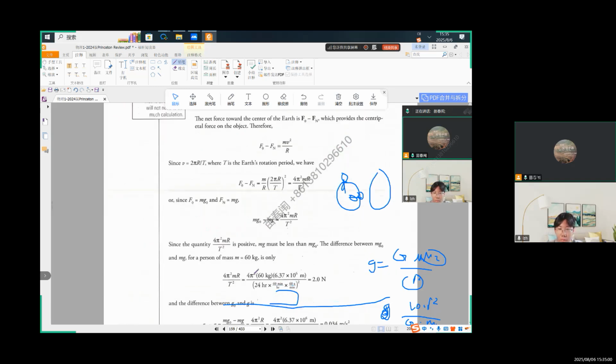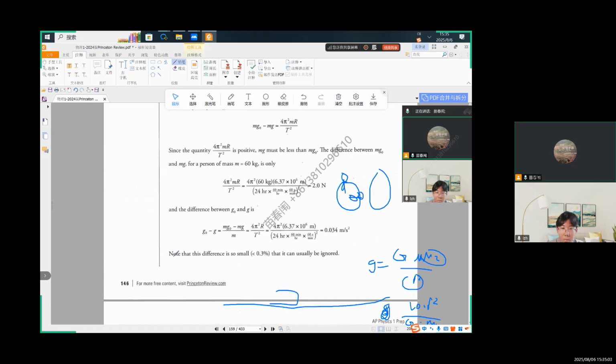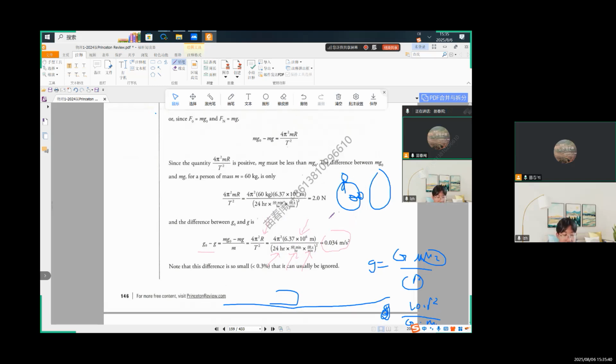Let me just show you the result. Here's the result. This is the last question. When I substitute everything, this is the radius of the Earth, and this is the time, 60 times 60, or 3600 seconds. So eventually g0 minus g is 0.034, which is too close to call. So that's why we ignore that. The rotation doesn't really influence the g acceleration that much. Does this question make sense?